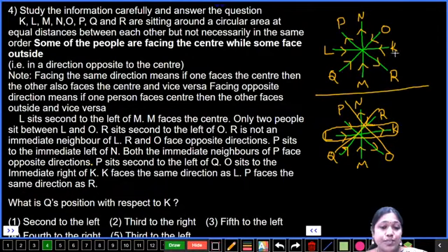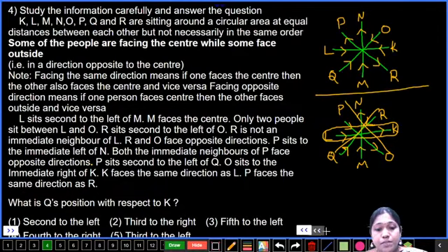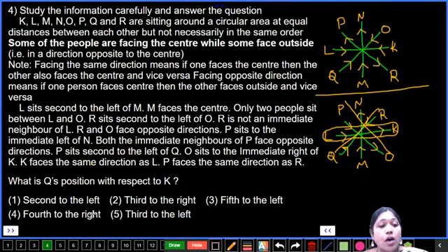Both are facing towards the center. Now see the questions basing on this. The first question is, what is Q's position with respect to K? When coming to K, 1, 2, 3, third to the left, which is fifth option.